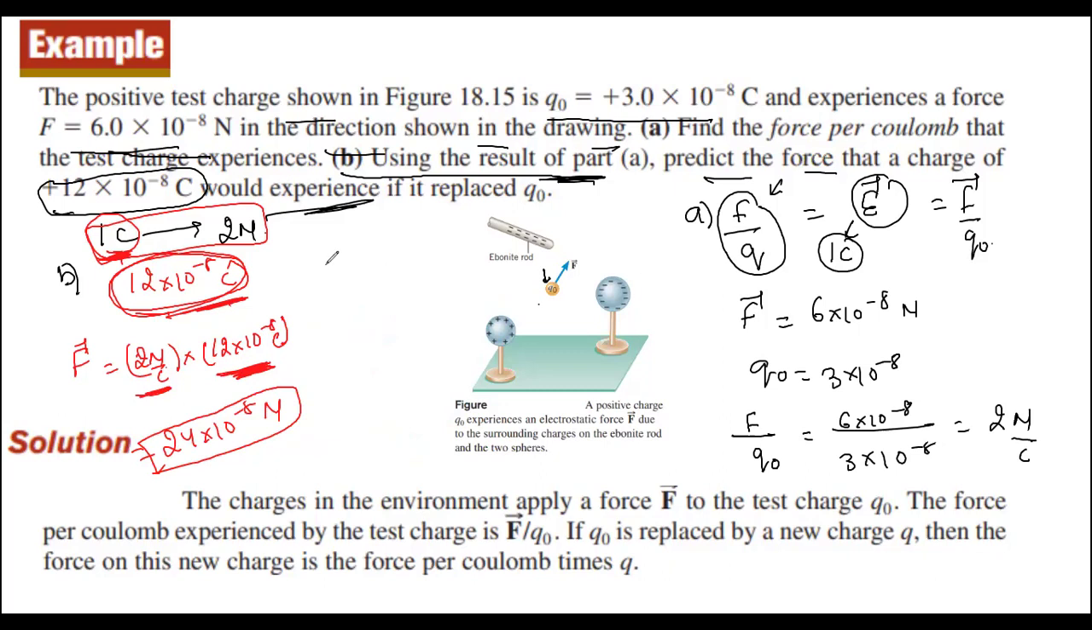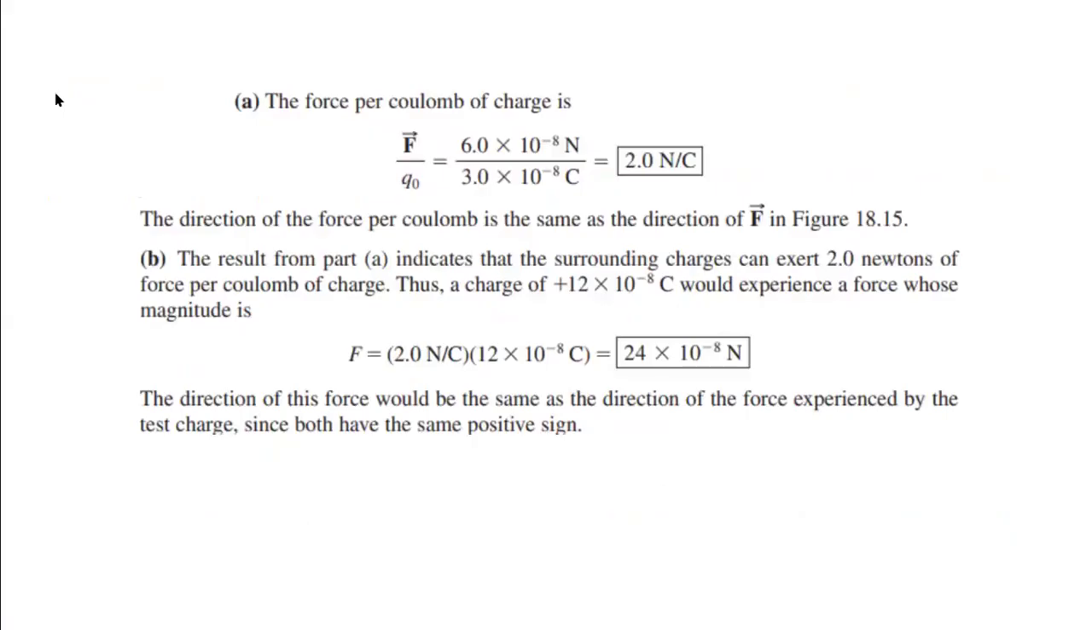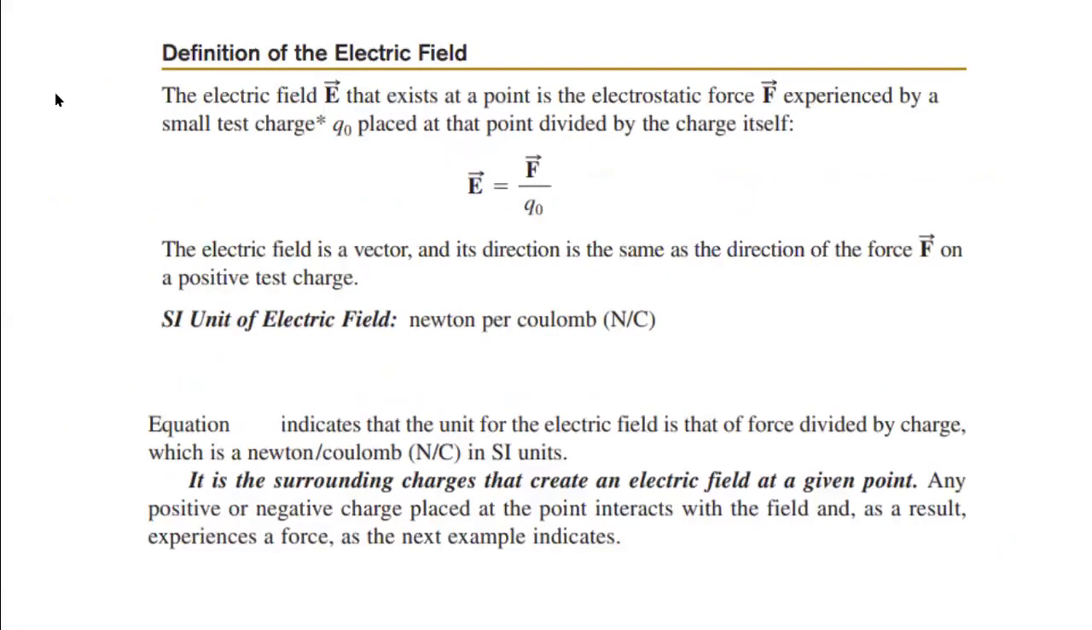I have 2 Newton per coulomb times 12 into 10 to the power minus 8 coulomb, right? So I have something like this. This coulomb and coulomb will be cancelled. So I will have 24 into 10 to the power minus 8 Newton as my final answer. Make sense? Okay. Now let's move ahead. So this is the in detail solution. You can pause here for a while, read through the explanation, and then you can move on.